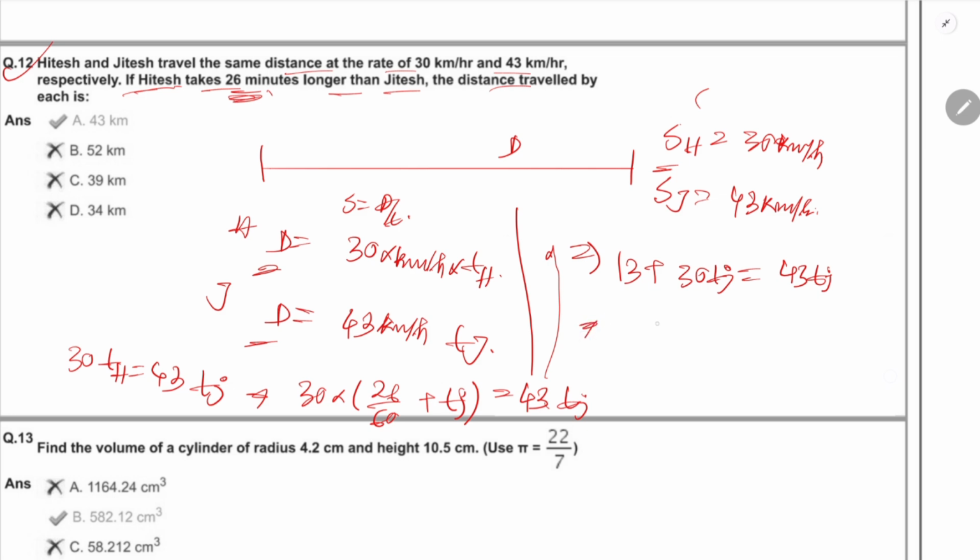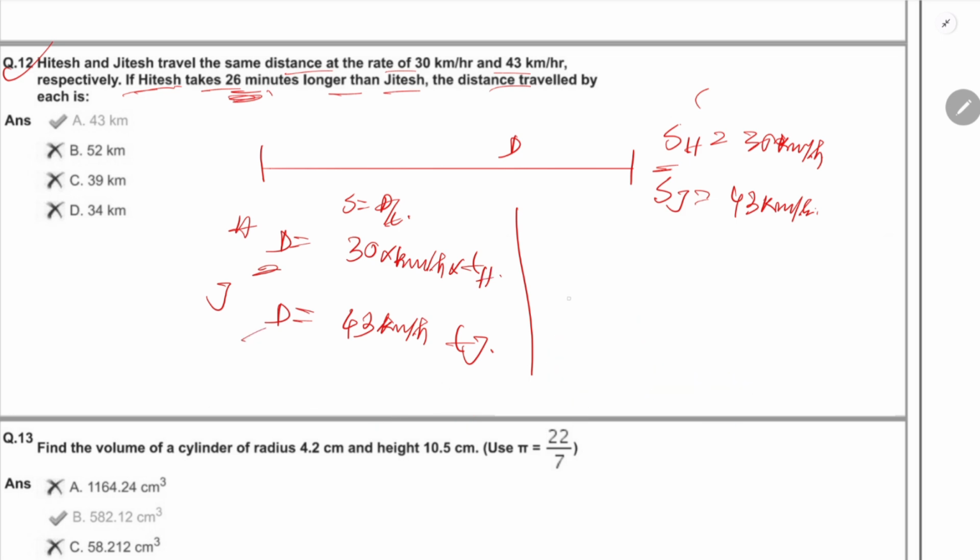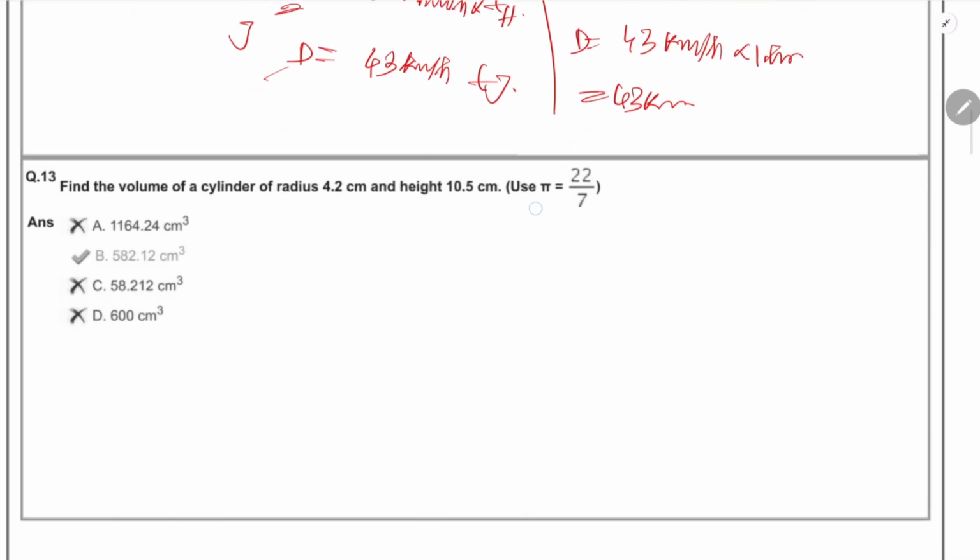Now this value will be 13 time of Jitesh is equal to 13, so time of Jitesh is 1 hour. So distance is equal to 43 km per hour into 1 hour, that is equal to 43 km. Answer is A, correct.